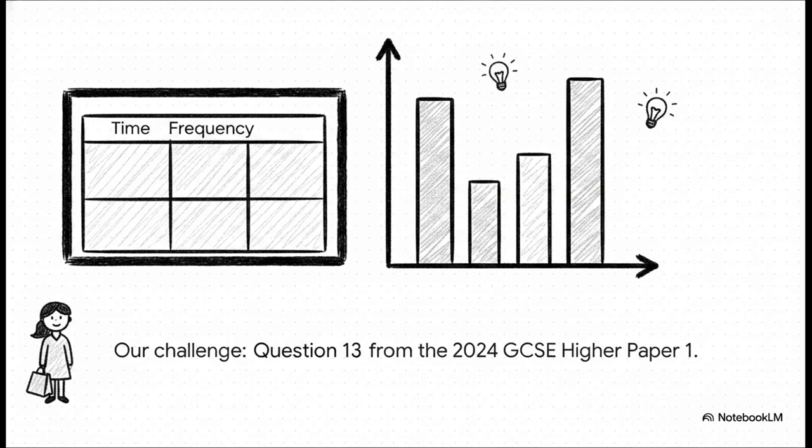So, here's the challenge. Question 13 from the 2024 Higher Paper 1. We've got a table here showing how long 150 people were in a shop. The task? First, draw a histogram, and then use that histogram to make an estimate. Pretty standard stuff. But the devil is in the detail.